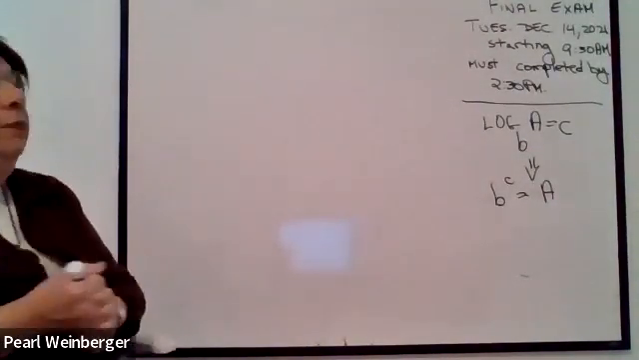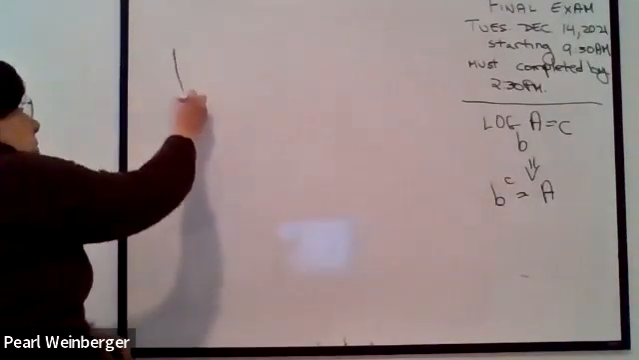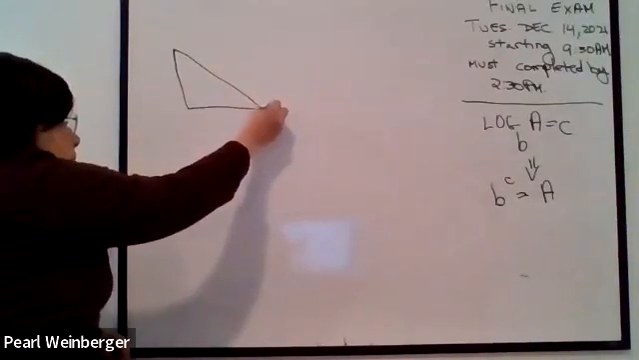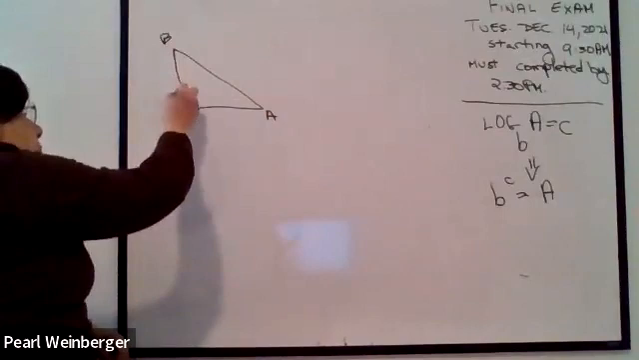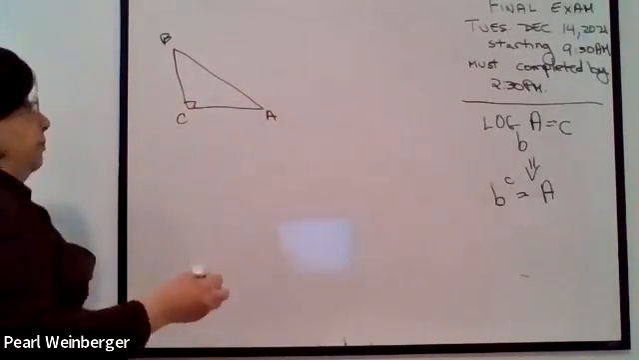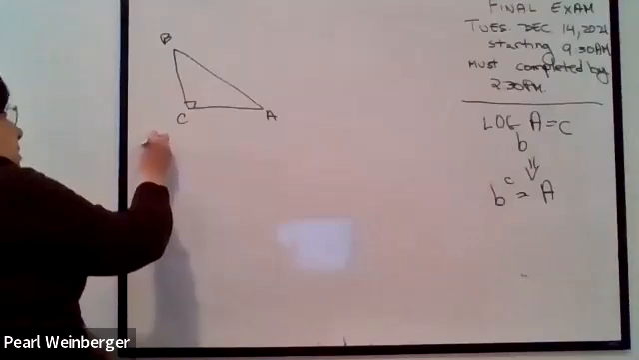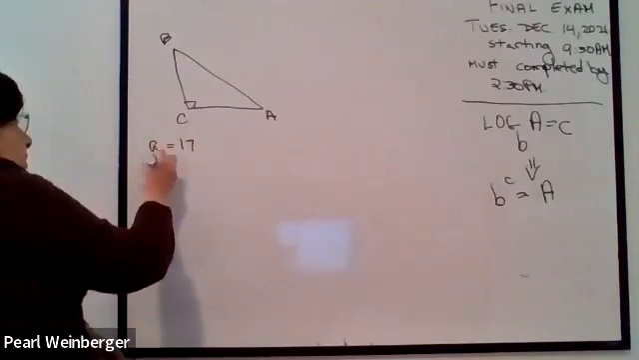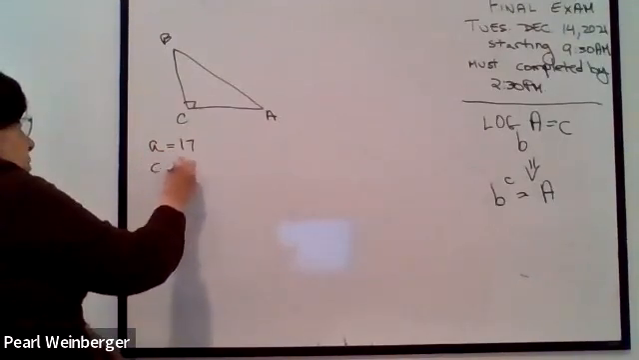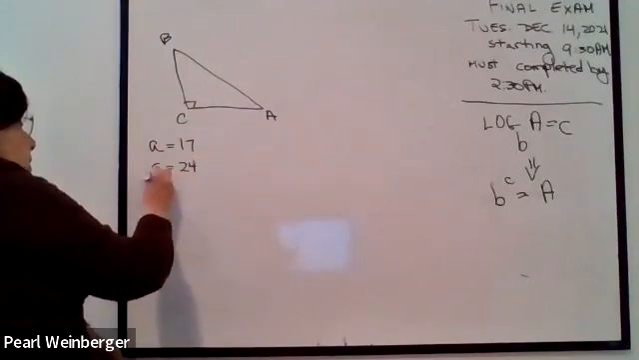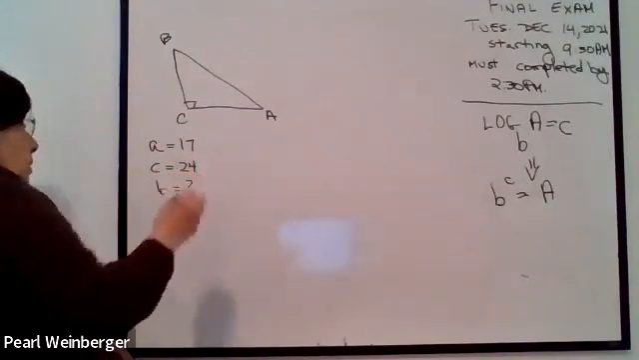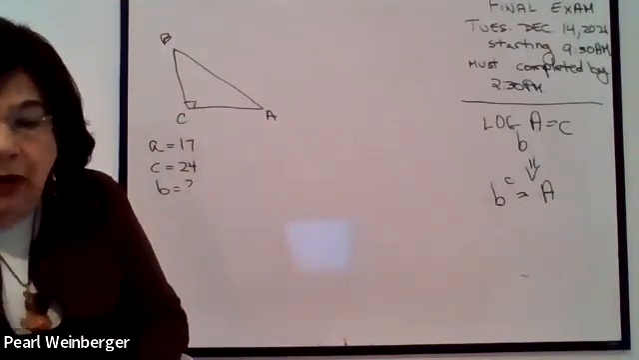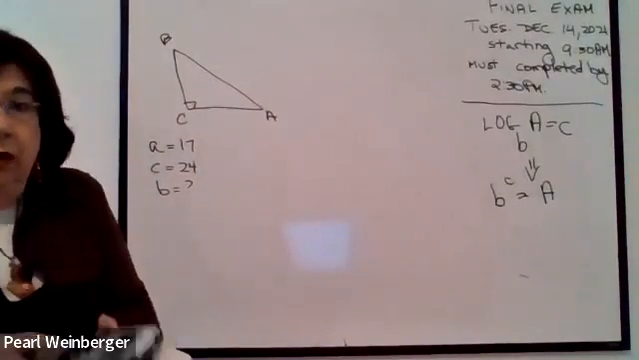What if I gave you a problem that looks like this? Use a right triangle with your right angle at C. And suppose I tell you that side A is 17 and side C is 24. And I want you to find side B. If it doesn't come out even, put it in simplest radical form. I'm going to give you a couple minutes for that.